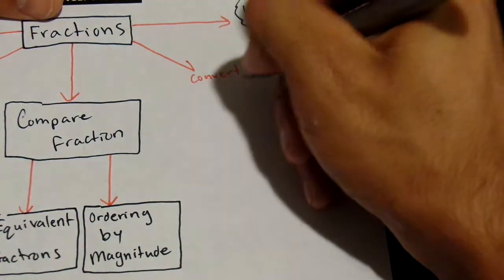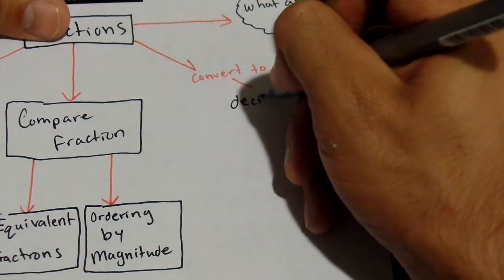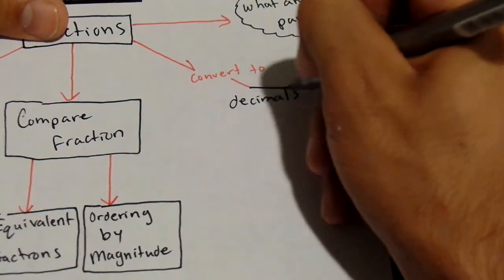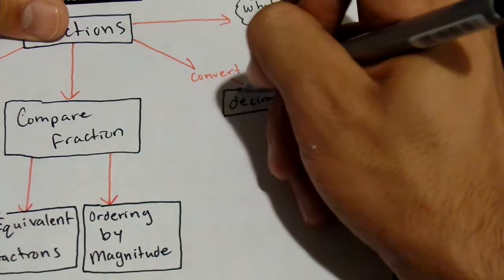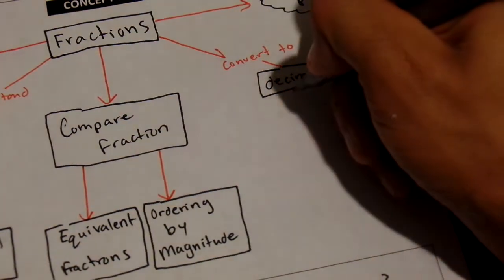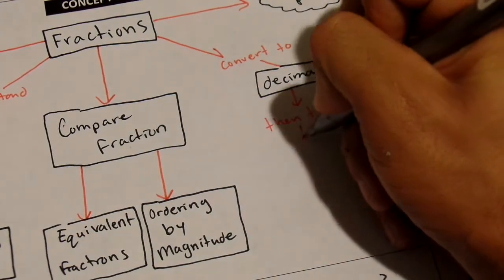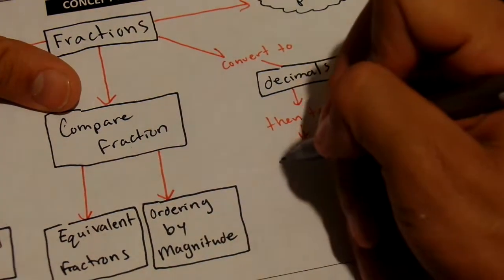And the last section over here, we're going to take fractions, convert to decimals. So the first thing we're going to do is fractions to decimals, which you should already know how to. Then to percentages.